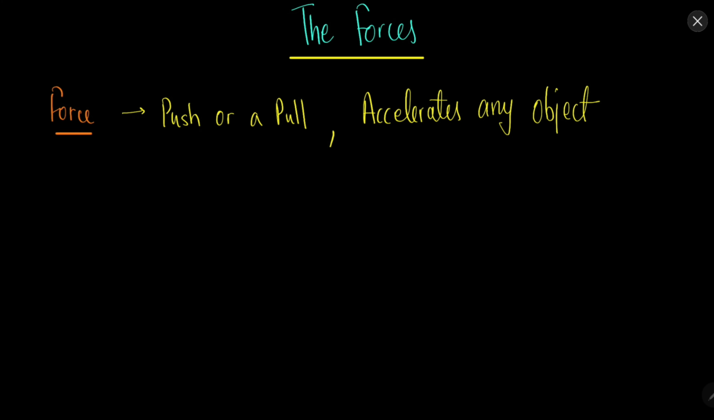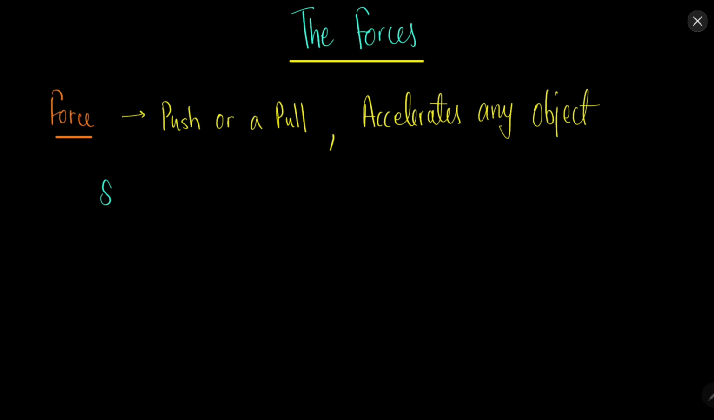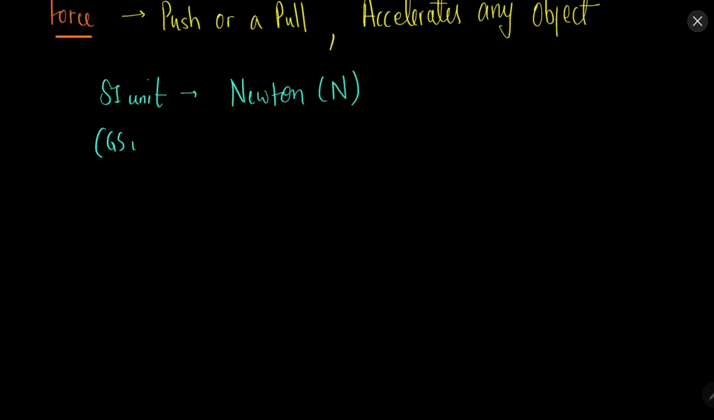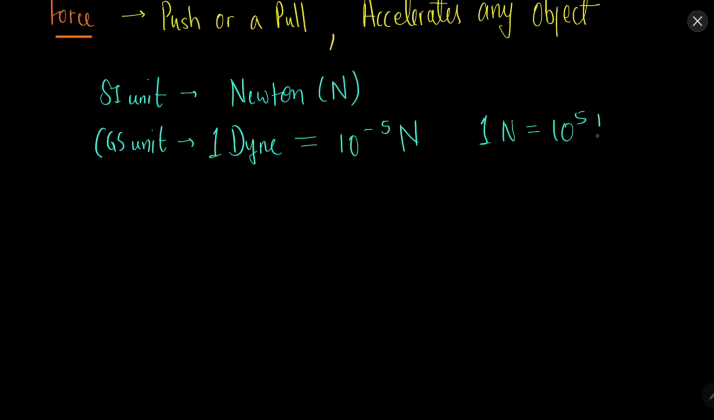The SI unit of force is Newton, in honor of Isaac Newton. It is represented by capital N. The CGS unit is dyne, which is equal to 10 to the power minus 5 Newton, or 1 Newton is equal to 10 to the power 5 dynes. So this is the CGS unit.